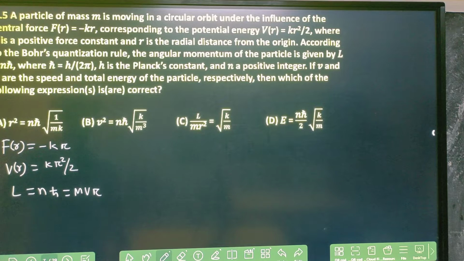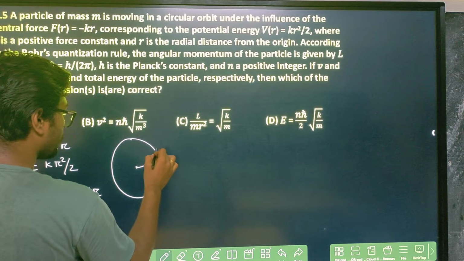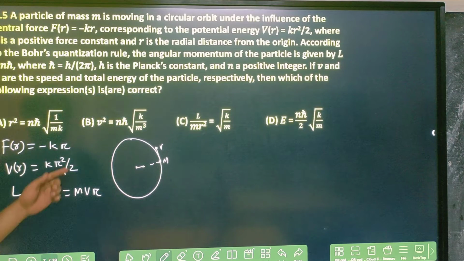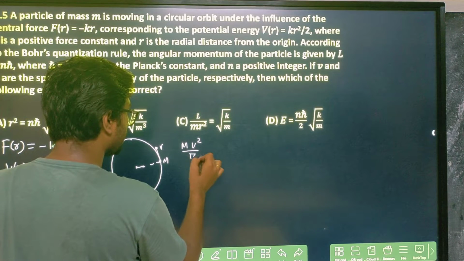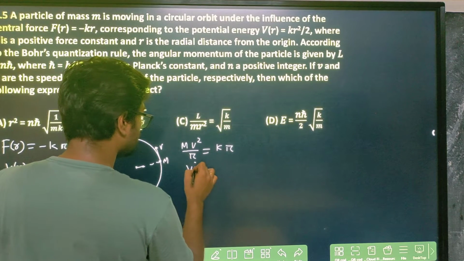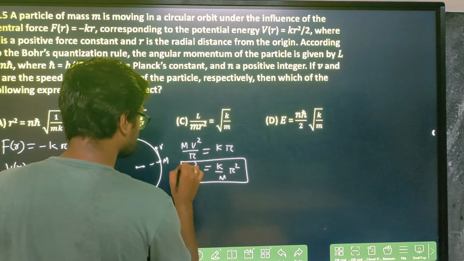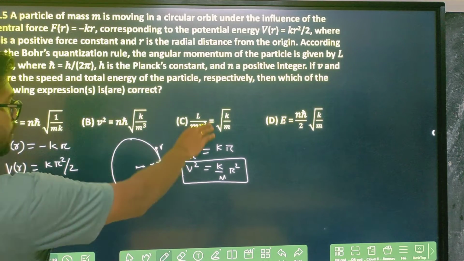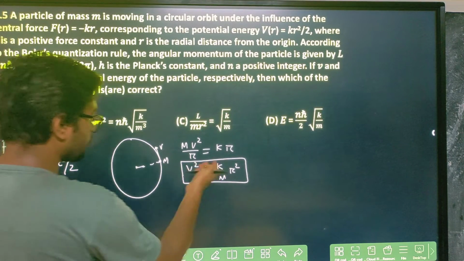Now this object is moving in a circular path, so it has some speed and it has mass. You can say that mv square by r equal to kr. So the first thing you got here is mv square by r equal to kr. So v square equal to k by m into r square. This relation you got, first thing. Now see here, they have given v square, r square, L by mr square, energy, all these things you have to find out. Let's find out v square first, because we got v square here.